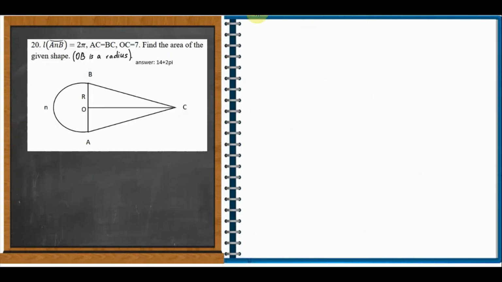Number 20. In number 20, we are given a shape which consists of a circle and a triangle. What is given is the length of arc AB, that is 2 pi, and AC is equal to BC. Let's show it on the picture. OC is 7. Find the area of the given shape. We need to find the whole area of the shape.